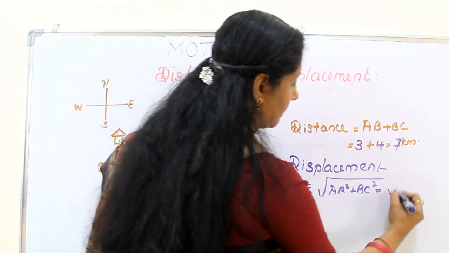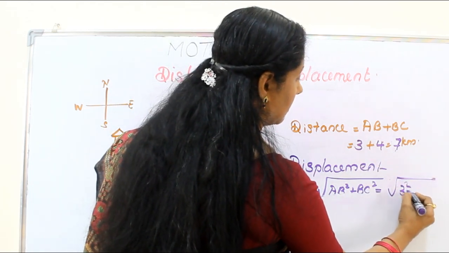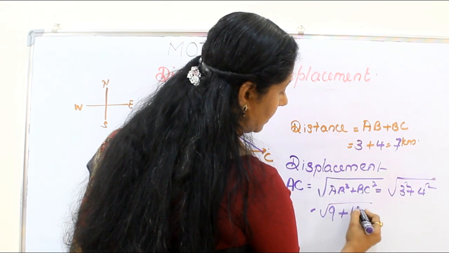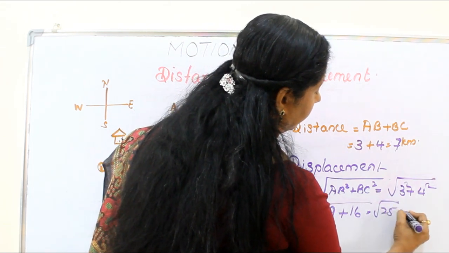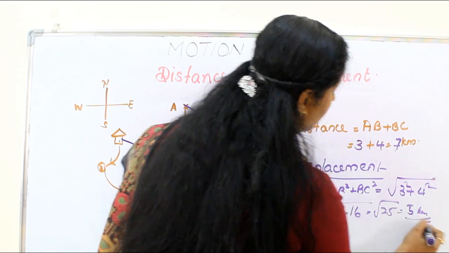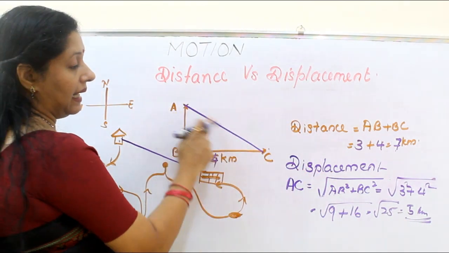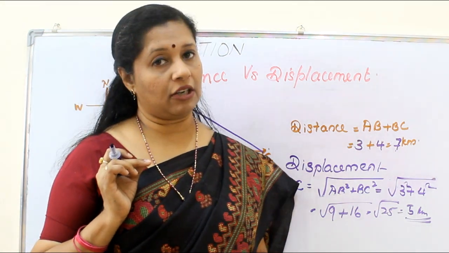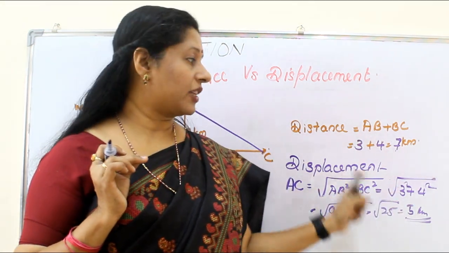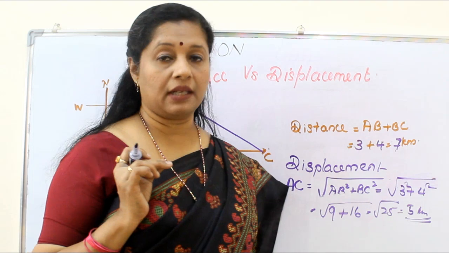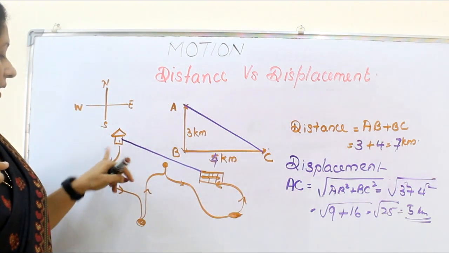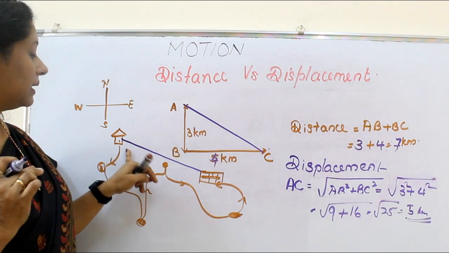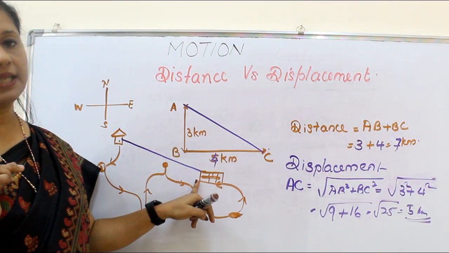So here what can I substitute? AB square is 3 square plus BC square is 4 square. So 9 plus 16 is 25, square root of 25, so I will get 5 kilometers. So the shortest distance between A and C, that is your starting point and your reaching point, is only 5 kilometers. So that is the displacement, but actually you traveled 7 kilometers, 2 kilometers extra. The same way here also, this was the actual path taken by you, that is the distance traveled, but the shortest distance you could have covered is the displacement.